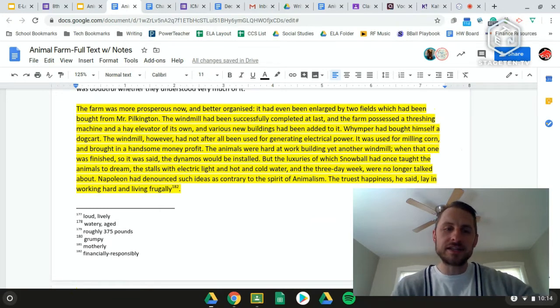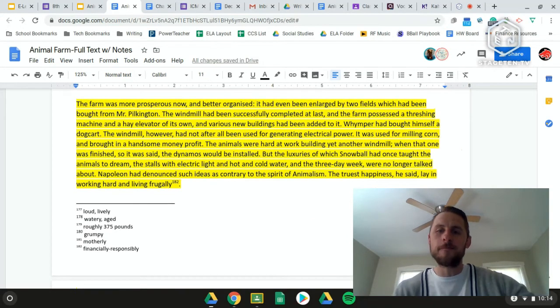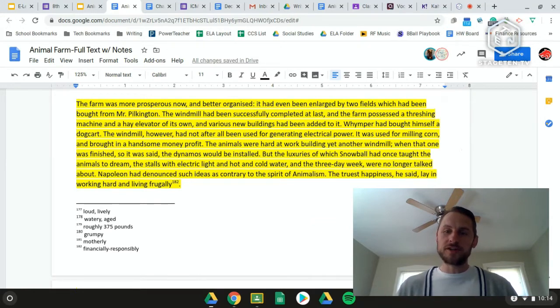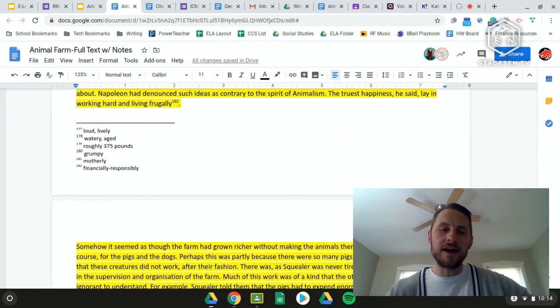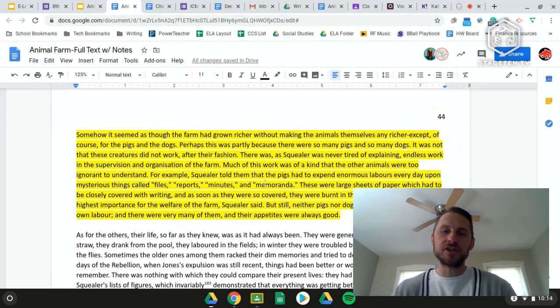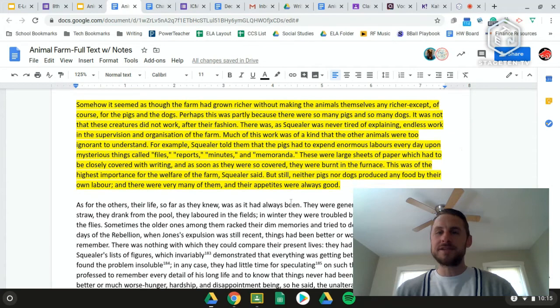And at the end here, it says Napoleon had denounced such ideas as contrary to the spirit of animalism. The truest happiness, he said, lay in working hard and living frugally. It's just ironic because Napoleon is not working hard. He and the pigs don't work hard. They don't live frugally. They spend their money on themselves, on whatever they want. And yet he's telling these other animals, his workers, that that's what they should be doing. So just some irony there. And it continues on to say that the farm has grown richer without the animals themselves becoming richer, except for the pigs and the dogs.